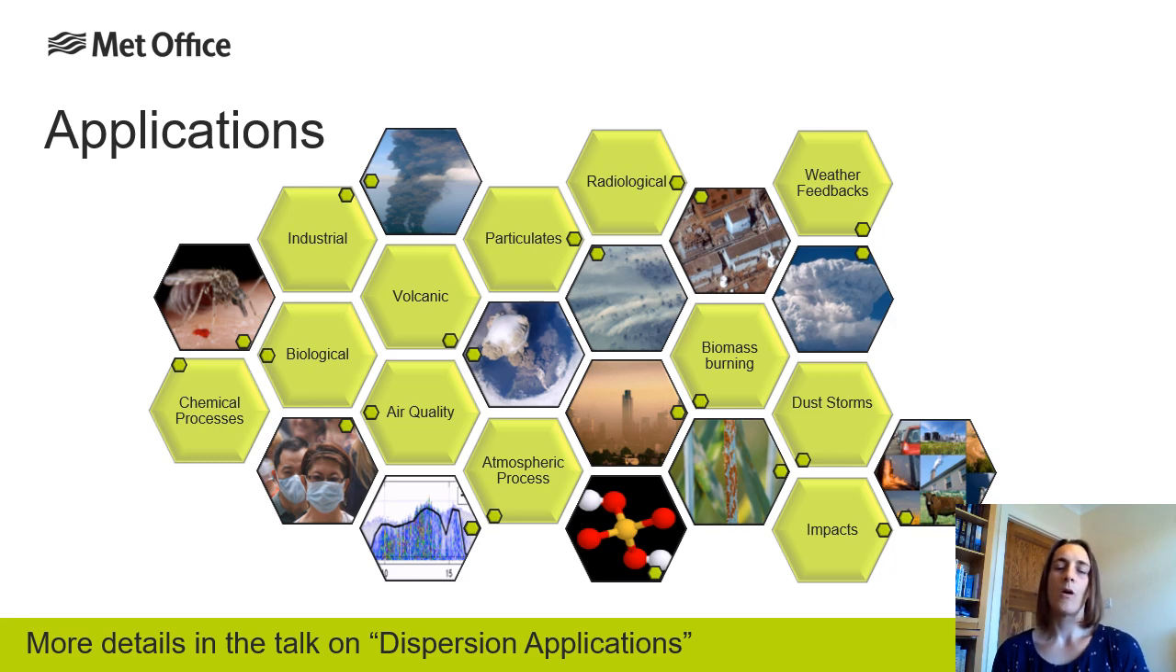NAME can be applied to a wide range of applications now, of which some are highlighted in this graphic. I've mentioned volcanoes, I've mentioned obviously Chernobyl and radiological incidents, but other things such as biomass burning. We can look at dust storms, air quality. NAME contains a chemistry model that we're increasingly looking at for air quality forecasting, looking at greenhouse gases, and being used to not only work out where things are going to, but also where things may have come from. And there'll be lots more detail on these applications in the talk on dispersion applications.